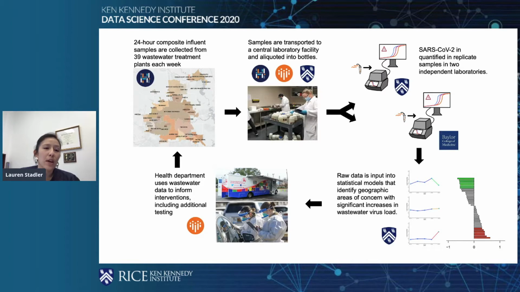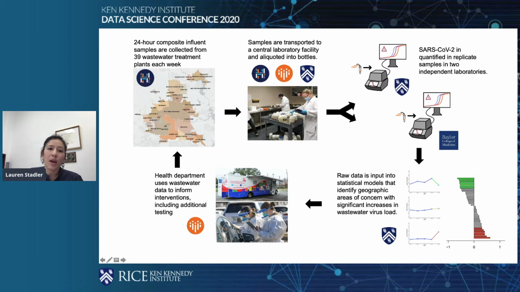So here's just an overview of our workflow every single week. 24-hour composite influent wastewater samples are collected from these 39 sites. They are transported to our centralized laboratory facility where they're split into bottles that then are distributed between two independent laboratories, my laboratory at Rice University and then the Taylor Lab at Baylor College of Medicine. And we independently analyze replicate samples from each site. And we're doing this at two different labs just so we have validation or a check between our labs to make sure we're seeing similar trends.